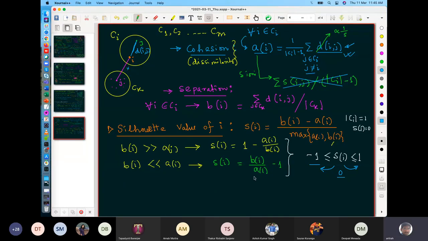Now, this is for one point in C_i. For all points in C_i, I compute S_i for each of them. If I go from one point to all, I need to compute the mean of that class. So I take the mean of all the silhouette values S_i that I computed, and denote it as S tilde i. Finally, you need to give one coefficient as the silhouette coefficient.